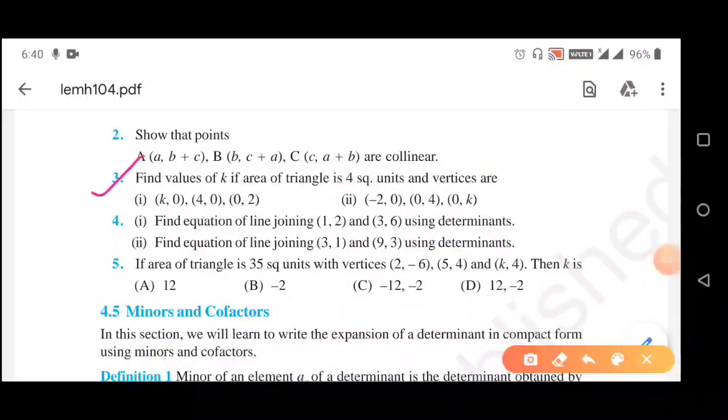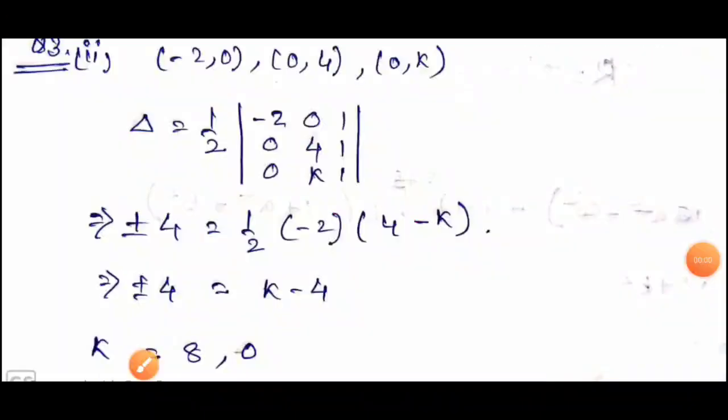Question number 3, find values of k if area of triangle is 4 square unit and the vertices are. So 3 vertices are given for each question and the area for each question is 4 square units. We have to find the value of k. So let's do question number 3 part 2. So this is question number 3(2).